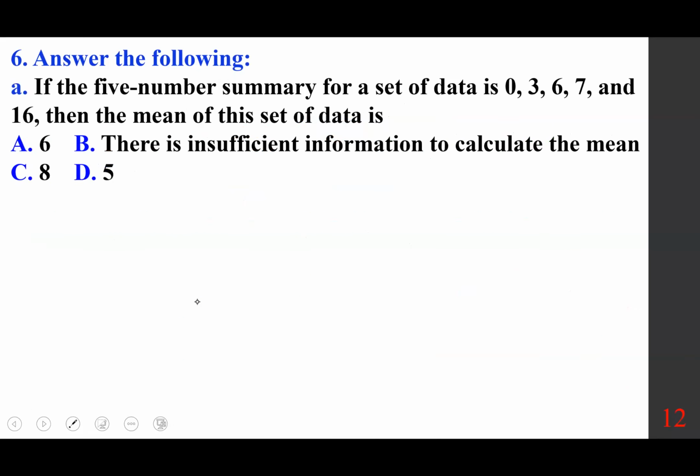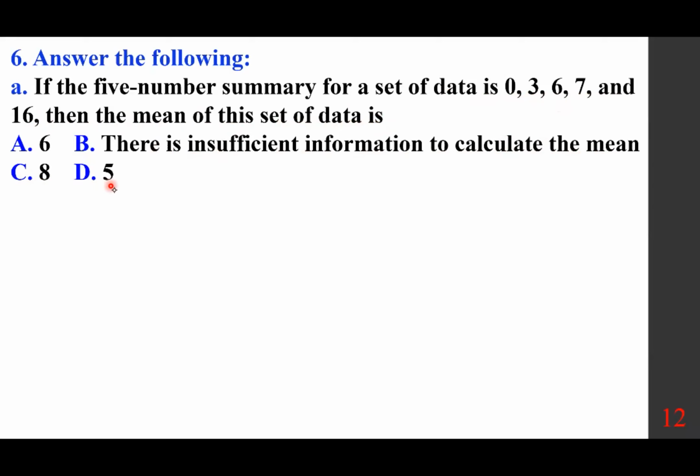Could somebody read the question, please? If the 5-number summary for a set of data is 0, 3, 6, 7, and 16, then the mean of this set of data is A, 6, B, there's insufficient information to calculate the mean, C, 8, D, 5.